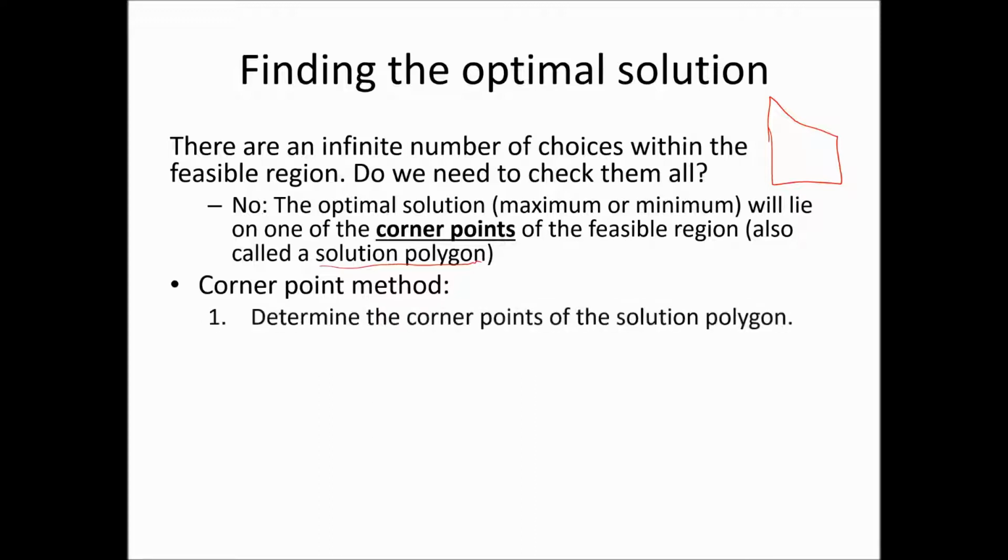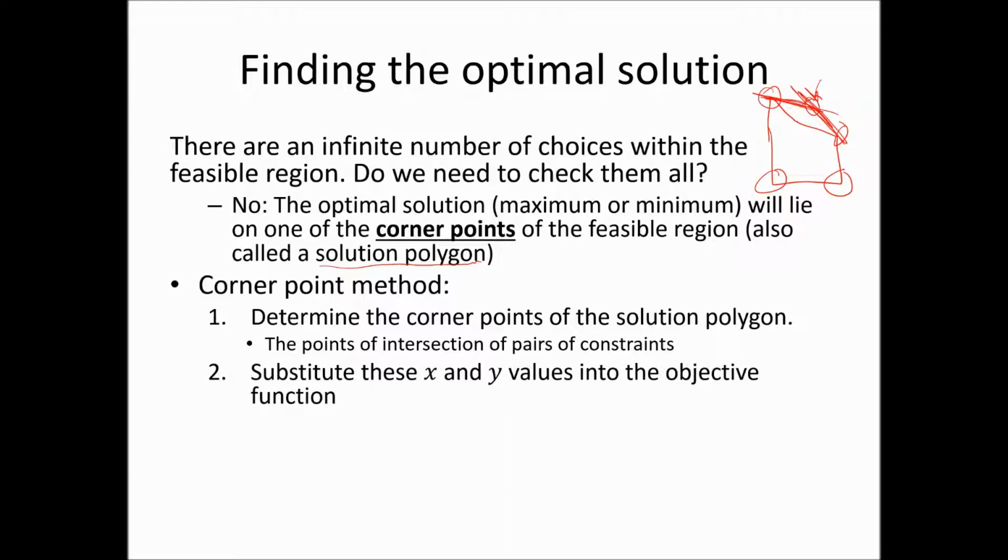So the corner point method, we need to determine the points that are in the corners of the solution polygon. So any points that are at corners, I'll just change this side a little bit, bring it out like that. There's another corner. So we need to figure out what those points are. They are the points of intersection of any pair of constraints. This guy here is the point of intersection of that line and that line. We know how to find points of intersection, so we should be able to find our corner points.